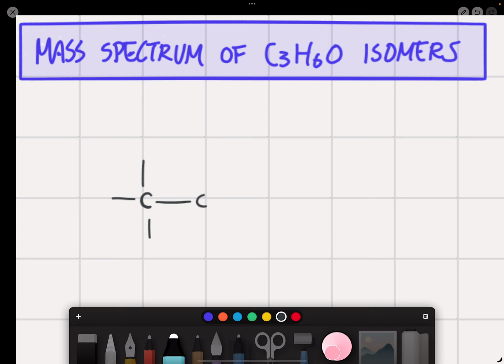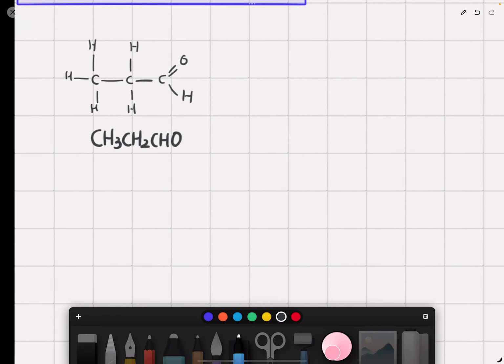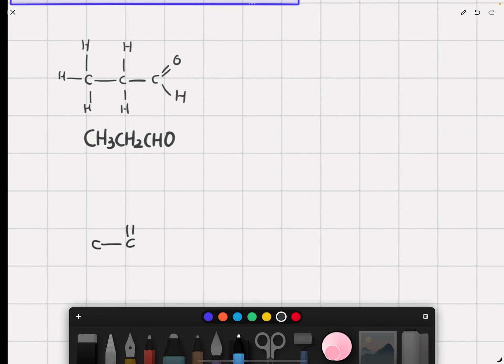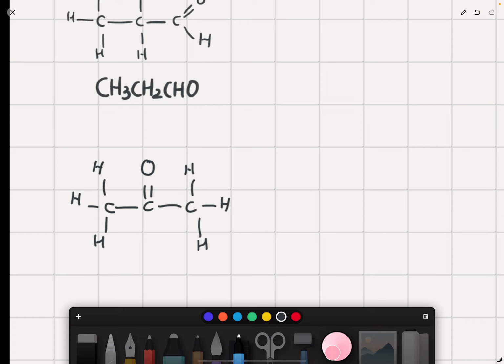So this is propanal. It's CH3CH2CHO. So you have CH3CH2CHO. And then we have propanone. So this is propanone. So C double bond O, C. So the H's are put on the side. If you count the total number of carbon, hydrogen, and oxygen in both of these compounds, you'll find that they both have the same molecular formula, C3H6O.